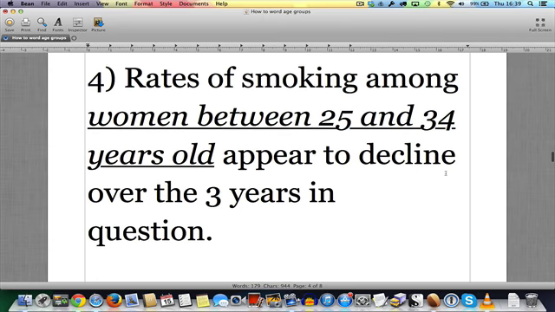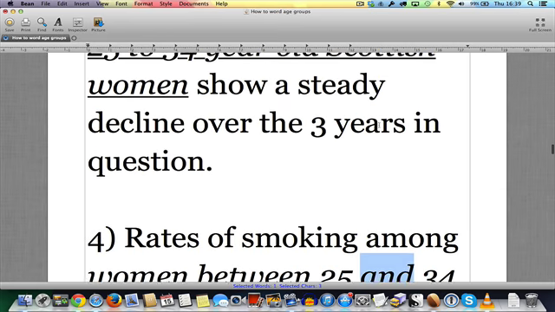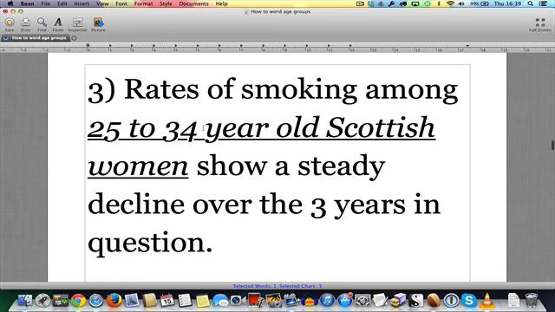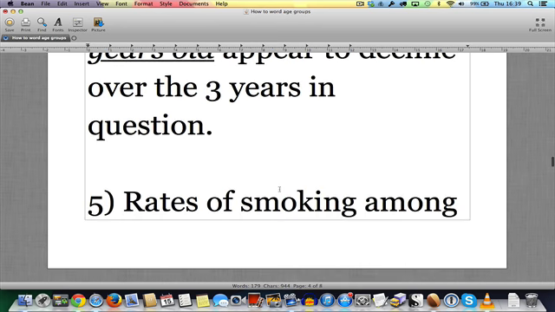Another possible wording could be rates of smoking among women between 25 and 34 years old appear to decline over the 3 years in question. Now, in this example, we're using the word between, and candidates often make the mistake of coupling between with to, because we often say 25 to 34, as we did in these earlier examples, right? 25 to 34 years old, year old. But when we use between, we couple this with and. Okay, so this could again be Scottish women between 25 and 34 years old appear to decline over the 3 years in question. So another way that you could make reference to this age group.